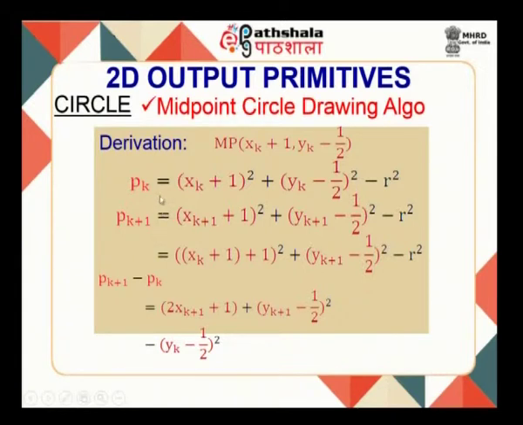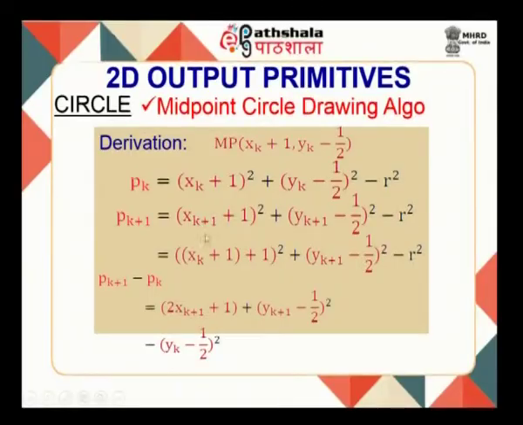So, if we start our derivation, p k is this, and take p k plus 1. Wherever there is k, replace that with k plus 1 for the next decision parameter, because always we do this because we want a relationship between the current decision parameter and the previous decision parameter, to have recursive equations. So, recursive equations are faster in computation. So, in this equation, k here becomes k plus 1.